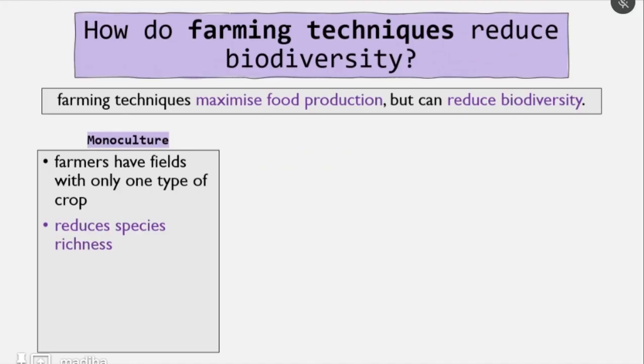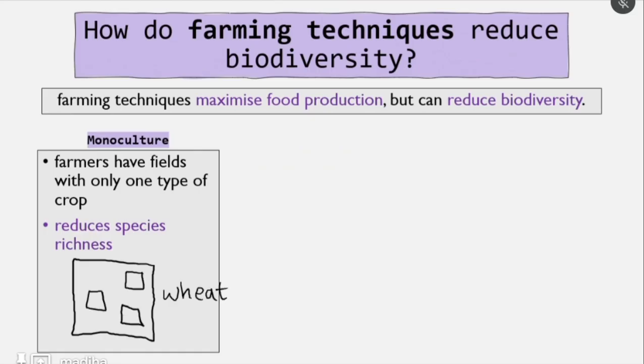So if you had a whole field, oh no, let me use a pen. If we had a whole field of, I don't know, wheat, so all of this is wheat, and you take random samples and you count the number of different species in that field, you're all going to get the same thing, aren't you? You're all going to get 1, 1, 1. It's the same species. So obviously the biodiversity will be really low because it's just one species. So you're reducing the species richness by having a field with one type of crop. Okay, so monoculture is one way.